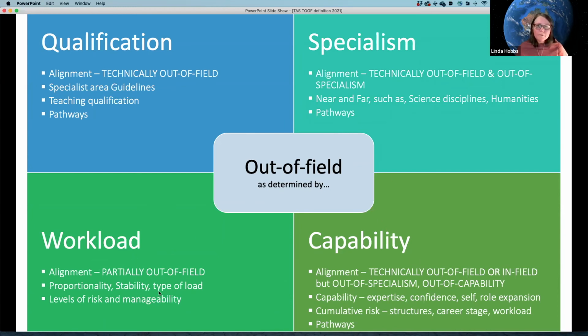One relates to workload. This was inspired by Sam's presentation last year, that notion of in-field, out-of-field and partially, whereas you'll notice that I've got 4 instead of 3 measures there, but how is workload contributing, making someone feel out of field? And then the other one comes back to that idea of capability. Are they capable of doing it? And there's pathways implications for those 3, but not so much the workload.